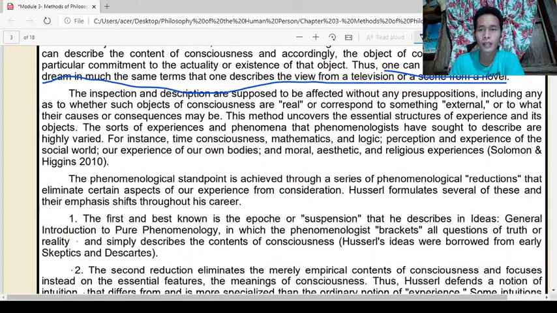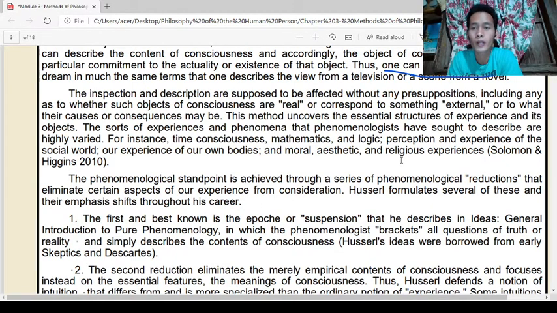Further, the inspection and description are supposed to be effected without any presuppositions, including any as to whether such objects of consciousness are real or correspond to something external or what their causes or consequences may be. This method uncovers the essential structures of experience. Take note: essential structures of consciousness, experience and then its object.